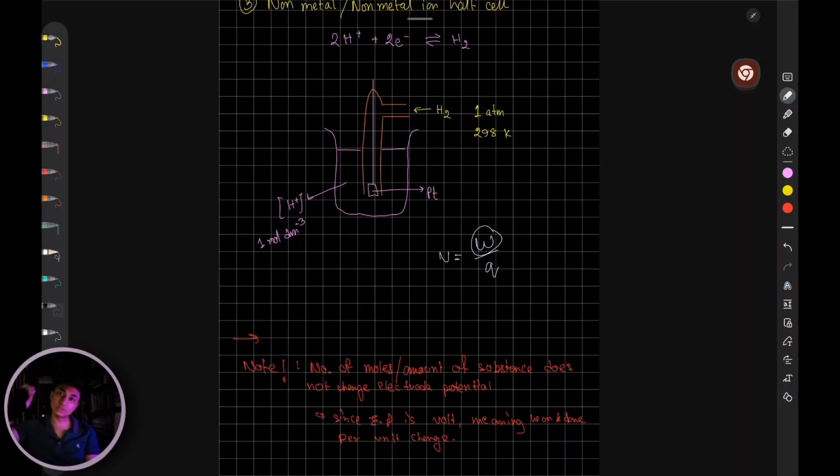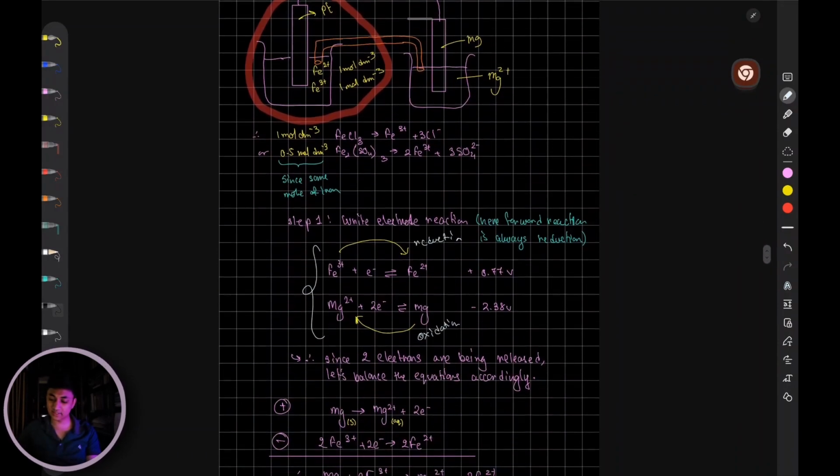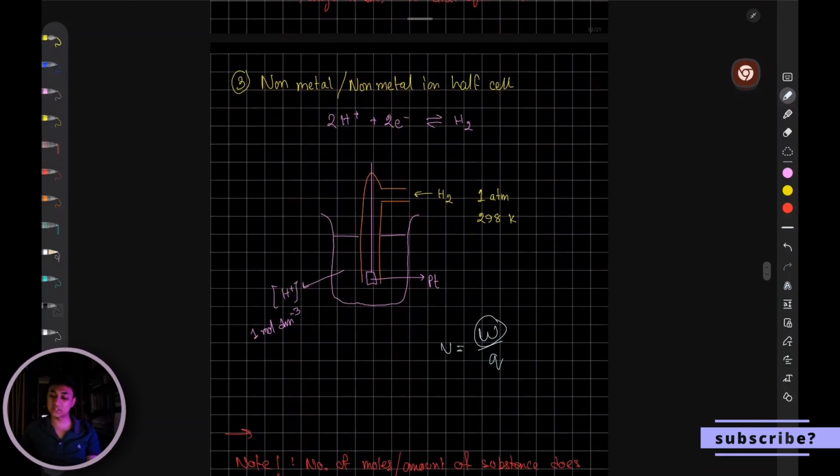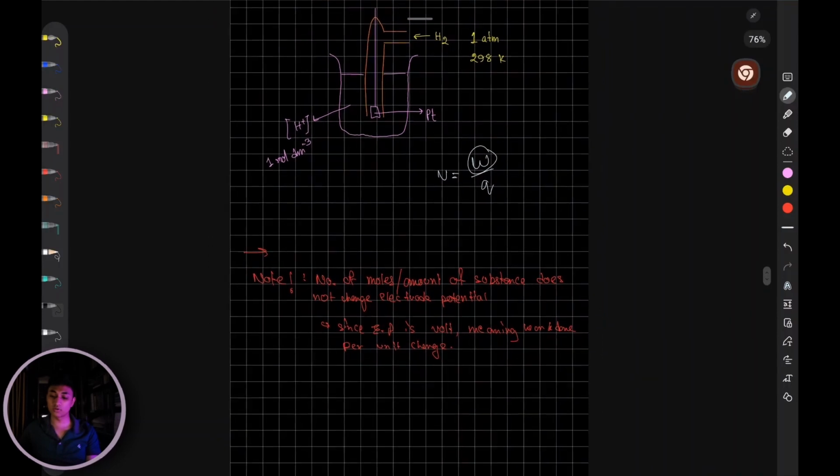Now this can only vary if you change the concentration, because it is going to affect the electrode potential of each of the half cells. Only in that case will you see a change in your cell potential. Therefore, changing your moles or amount of moles is not going to do anything to your cell value, right?